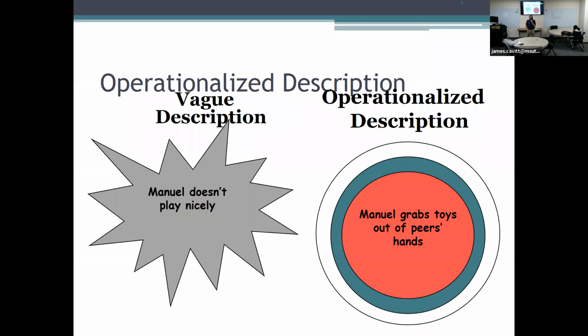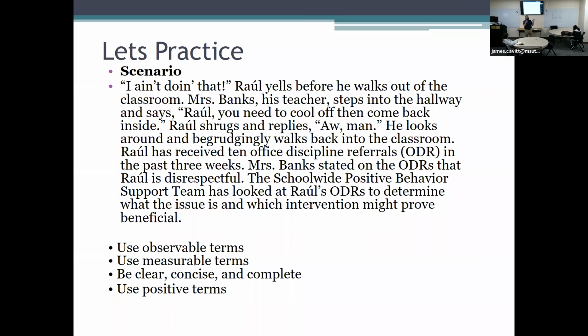So let's practice this. I want you to find your socially distanced table mates and see if you can come up with an operational definition of behavior for Raul. You need to use observable terms, use measurable terms, be clear, concise, and complete, and state it in positive ways. It doesn't have to be two to a group. It could be 3 or 4. I just want you to work together to come up with a good definition.